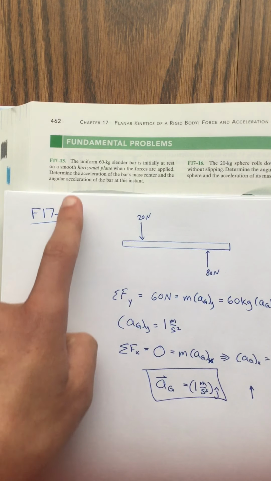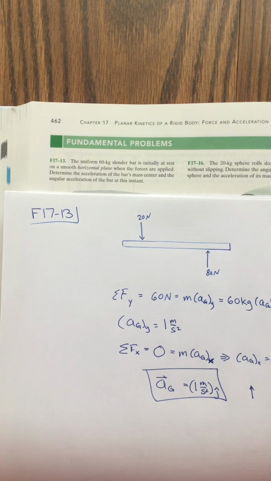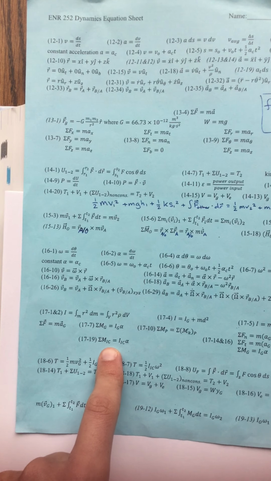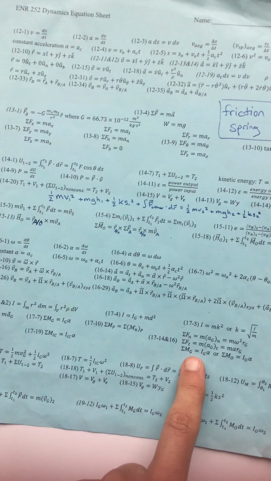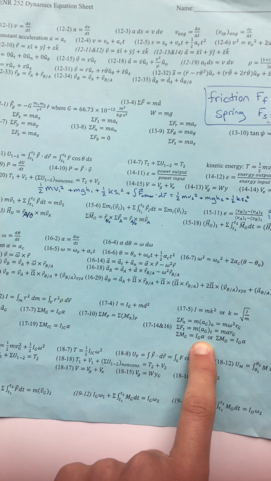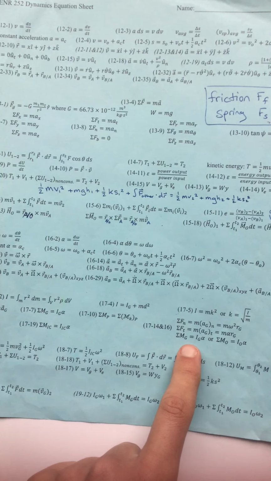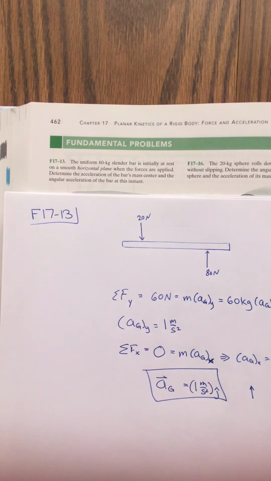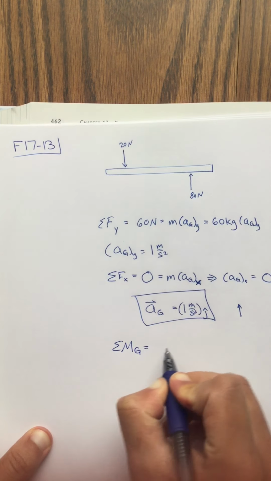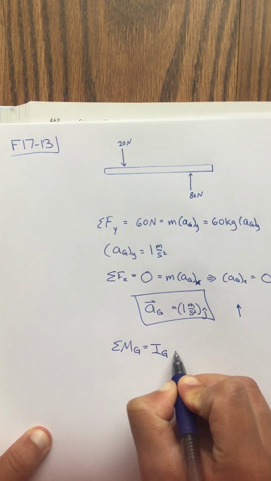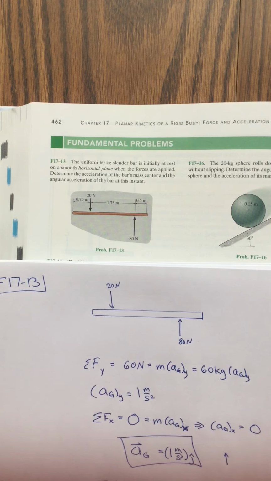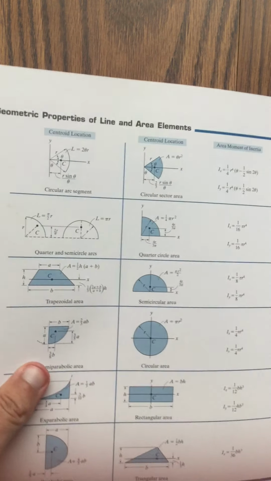Next, we need to find the angular acceleration. So I can either use equation 17-19 for the instantaneous center, or I can use the sum of the moments about the mass center is equal to the moment of inertia about the mass center times the angular acceleration. I'm going to go with this equation here and sum up the moments about the mass center. That's equal to the moment of inertia about the mass center times the angular acceleration. This is a slender rod. Can turn to the back of the book.